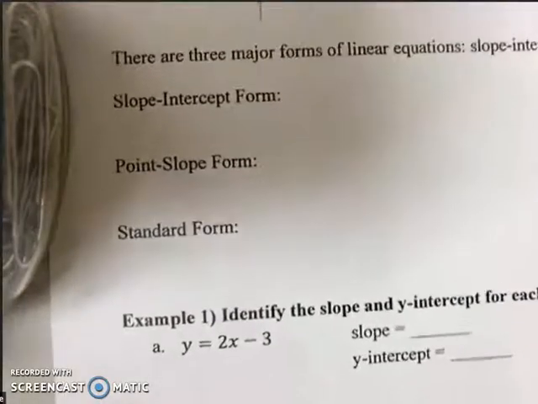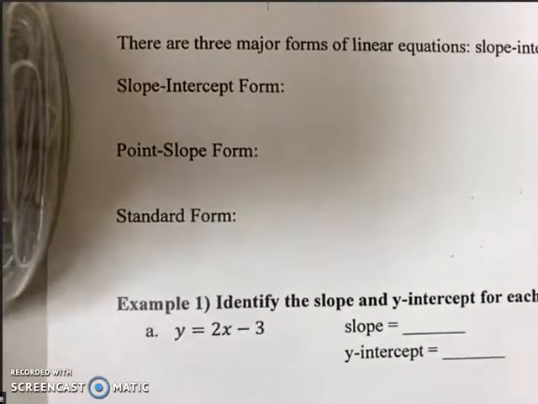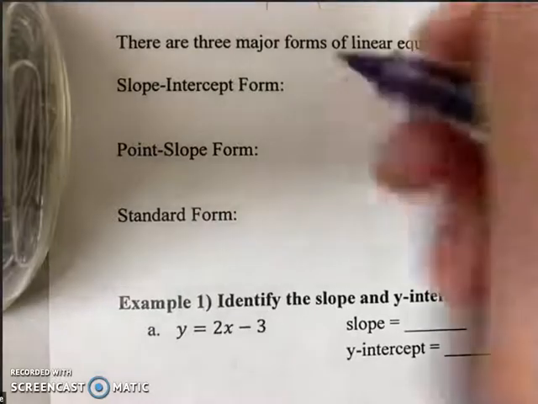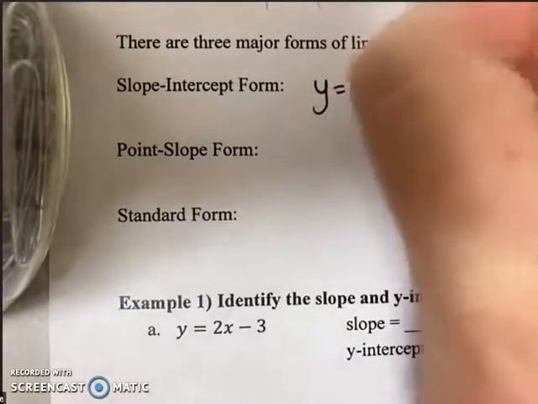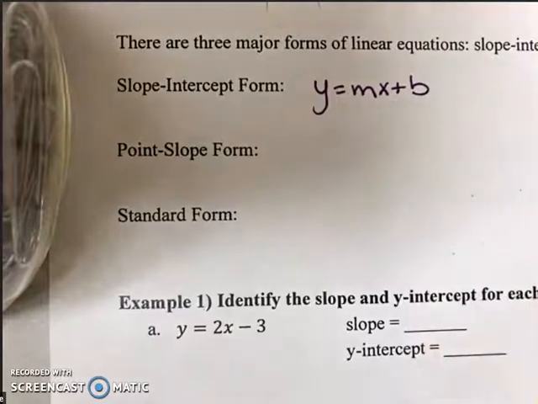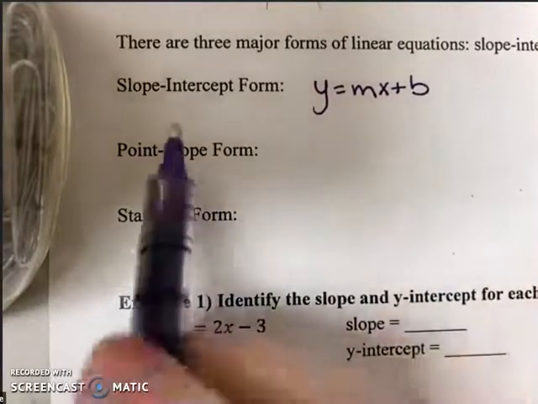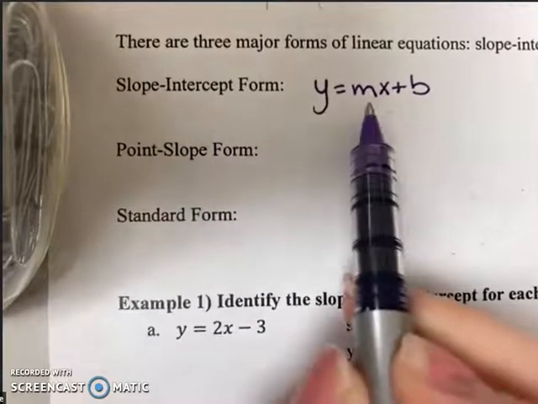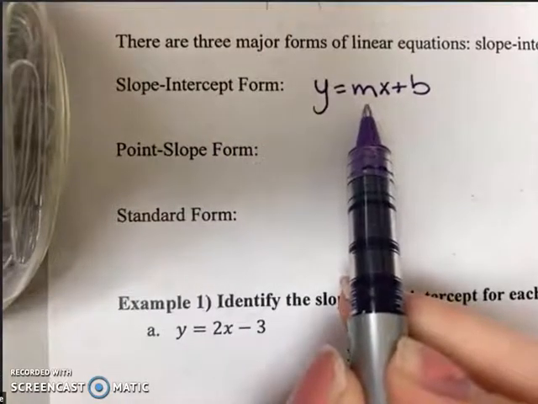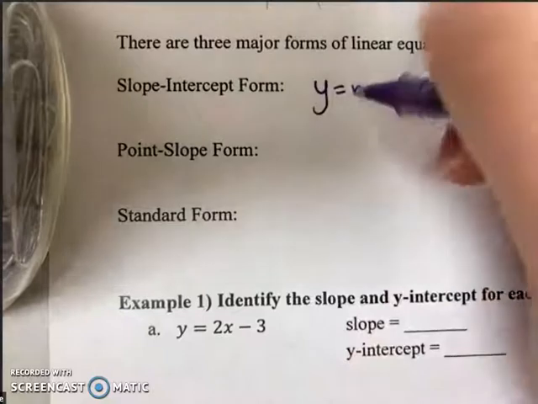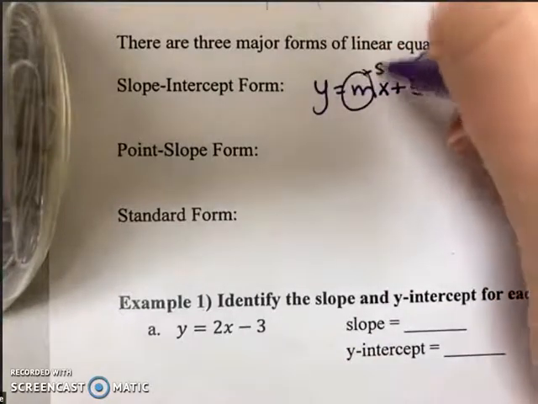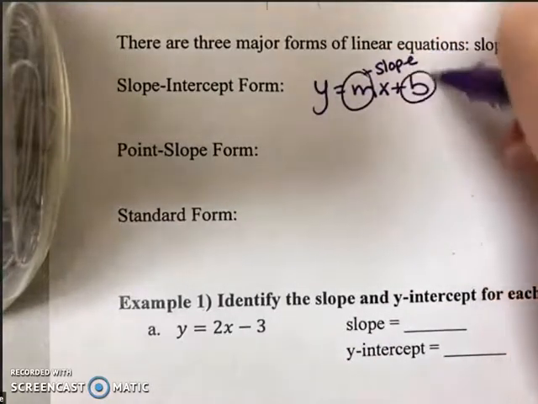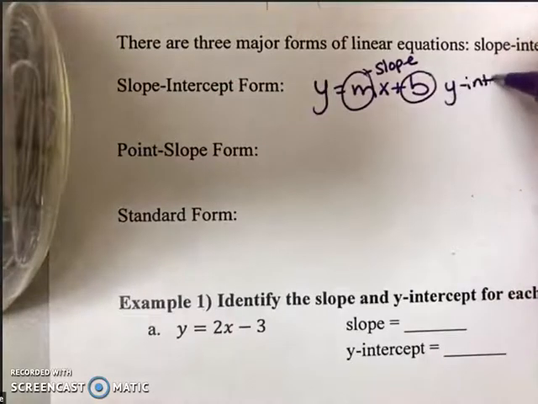Okay. There are 3 major forms of linear functions. There's slope-intercept form, which is y equals mx plus b. Now, this is called slope-intercept because it gives you the slope and the y-intercept. Maybe just make a note to yourself. M is the slope. B is the y-intercept.